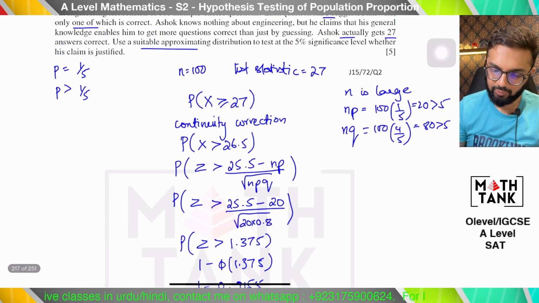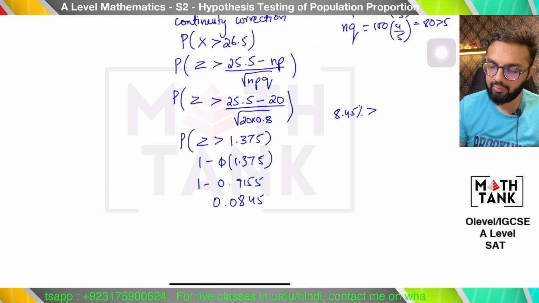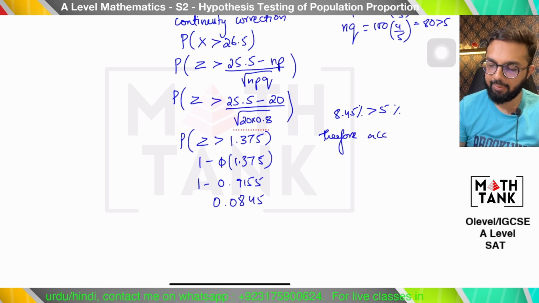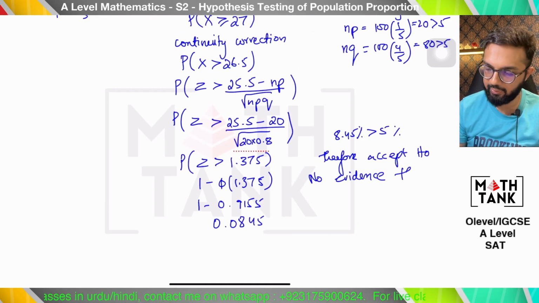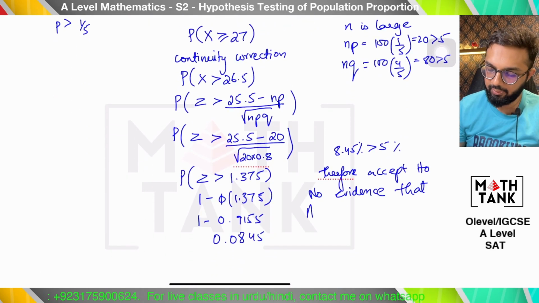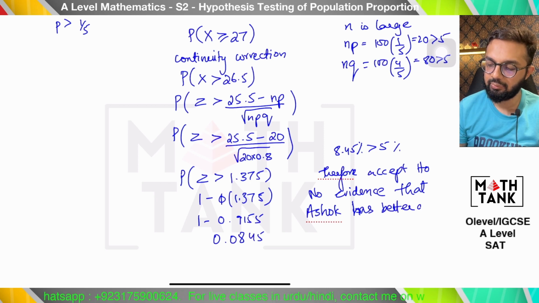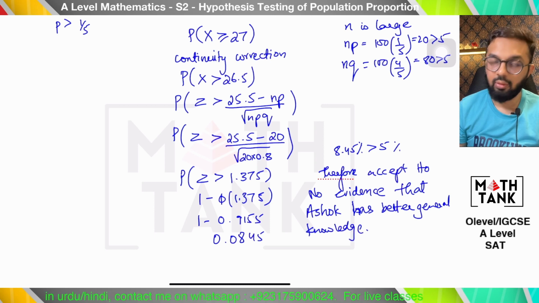Okay, so what was the significance level? 0.0845 is greater than 5%. Therefore, accept H naught, no evidence that Ashok is better. Ashok does not have better general knowledge.